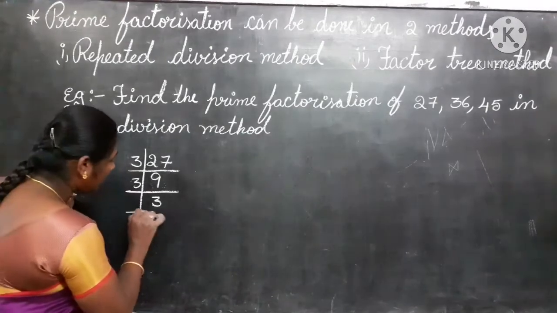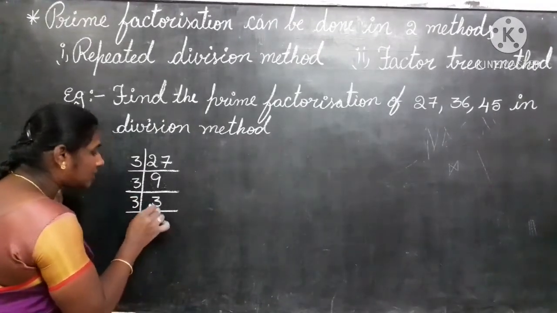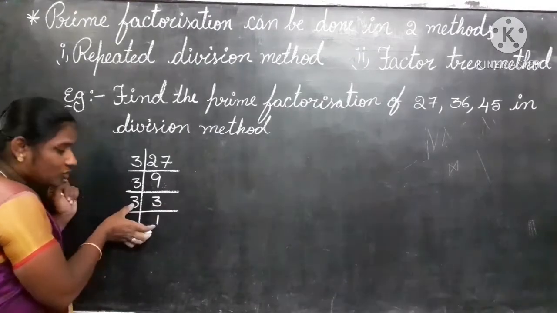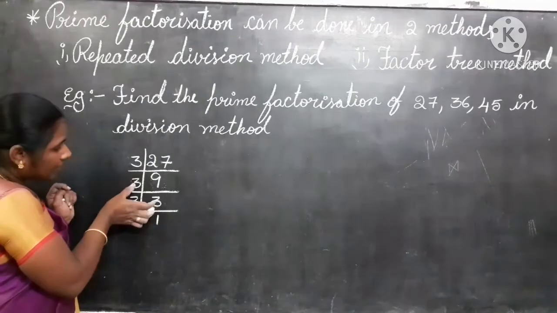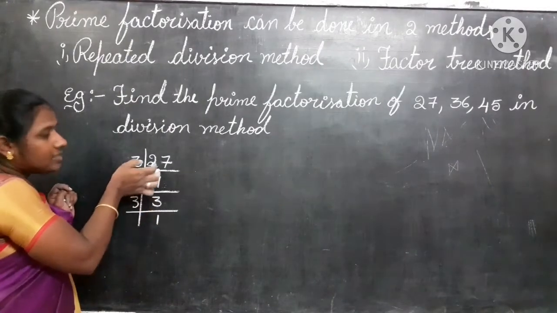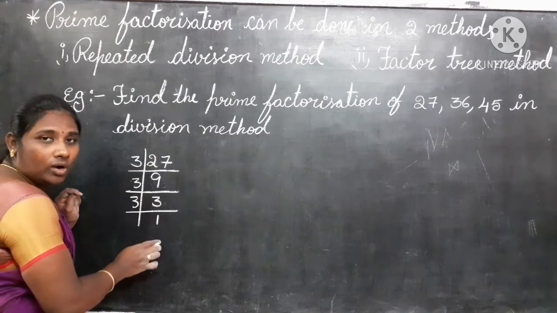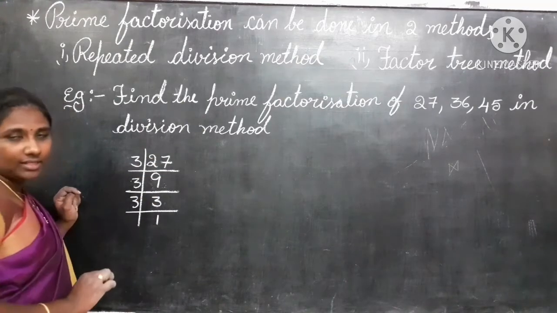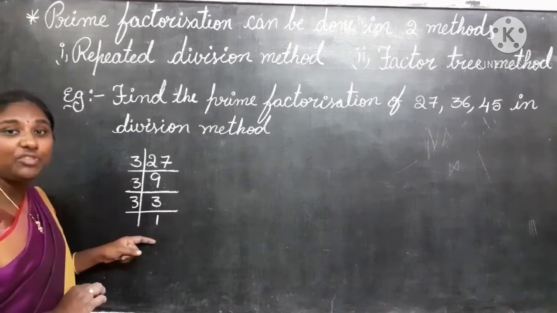Next, this 3 will come in the 3 table. How many times? 3 ones are 3. When we multiply these, we get the number again: 3 ones are 3, 3 threes are 9, 3 nines are 27. Like that we write. This method is called the repeated division method.